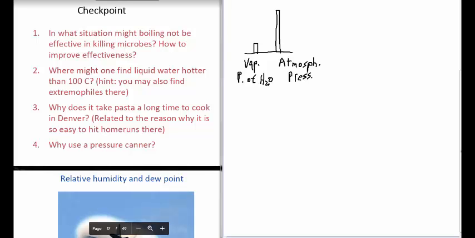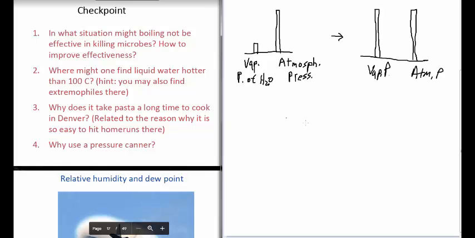So here's a main point you're supposed to understand. What does it mean that something is boiling? And that main concept is that boiling is when the vapor pressure of a liquid reaches the atmospheric pressure. The vapor pressure of a liquid increases as the temperature increases. It exponentially increases, and the most common way to get a liquid to boil is to increase its temperature so that its vapor pressure reaches that of the external atmospheric pressure.